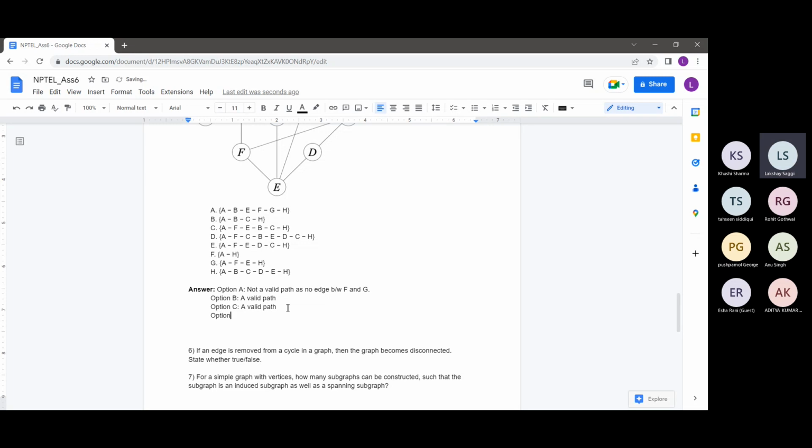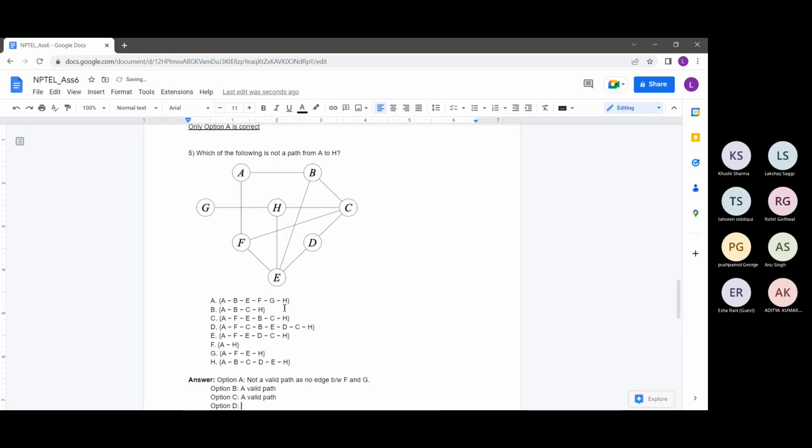Now going for option D. This question might seem trivial to you, like we are trying out so many options, but I guess this is just so you can understand the definition of a path and not make any mistakes.